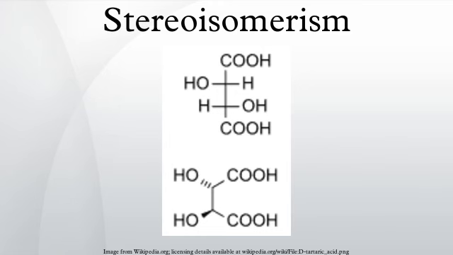Le Bel-van 't Hoff rule. The Le Bel-van 't Hoff rule states that if n is the number of asymmetric carbon atoms, then the maximum number of stereoisomers equals 2^n. As an example, the aldohexose D-glucose has the formula C6H12O6, of which 4 of its 6 carbon atoms are stereogenic or asymmetric, making it one of 2^4 = 16 possible stereoisomers.